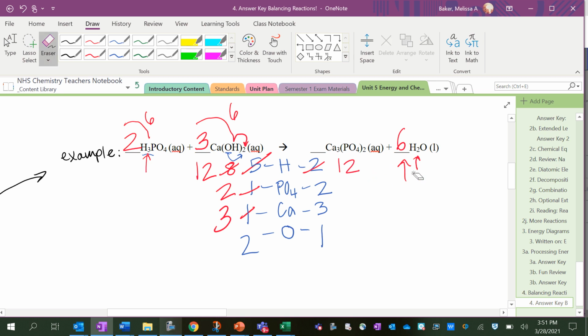And now the only thing that's not balanced is, let's check our O's. So we've got 6 O's not in PO4. And then on the right side, we also have 6 O's not in PO4. Yay! Oops, I didn't mean to draw that line there. So everybody is balanced. So the coefficients are 2, 3, 1, 6.